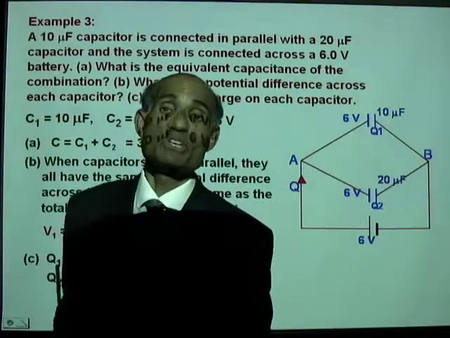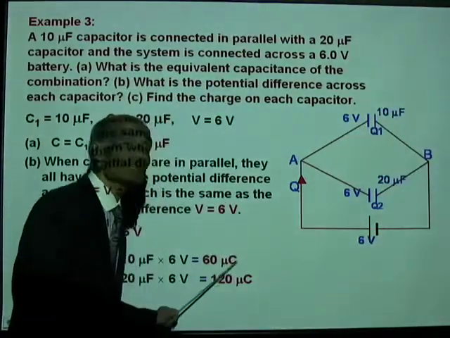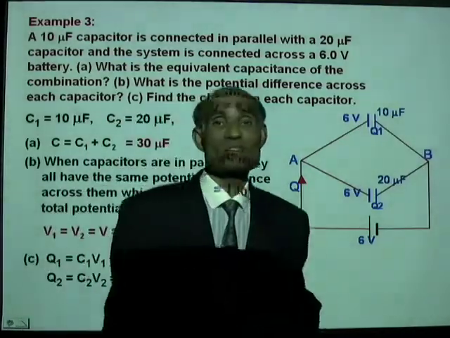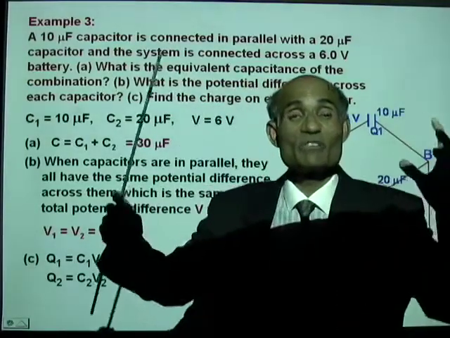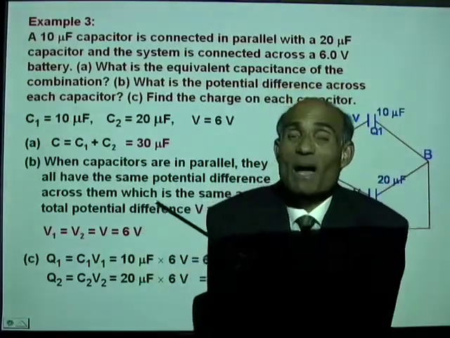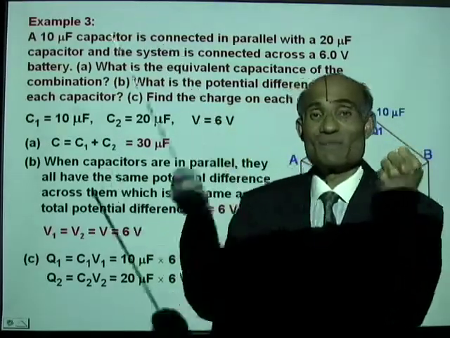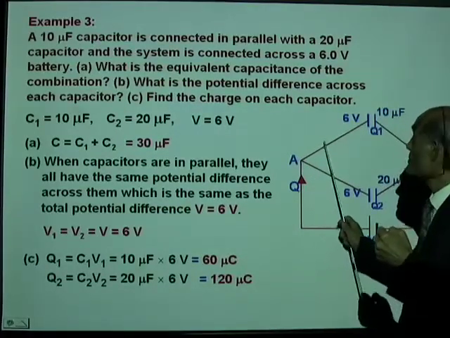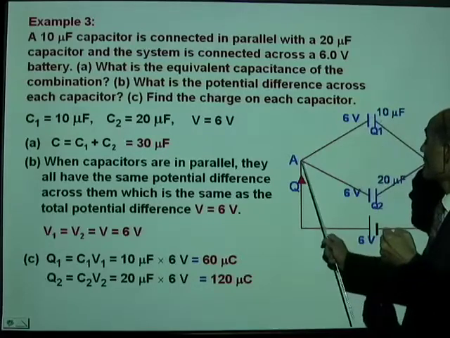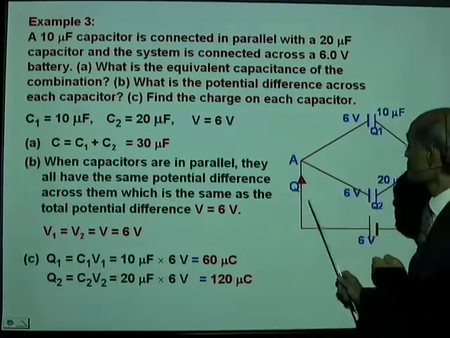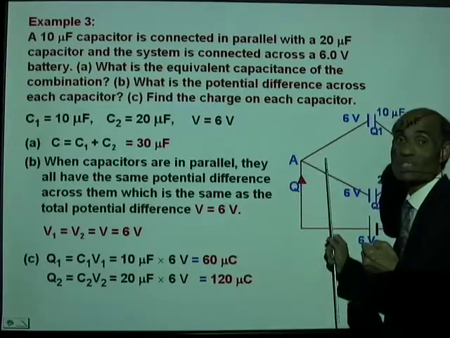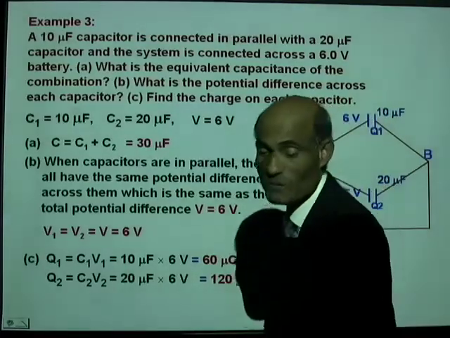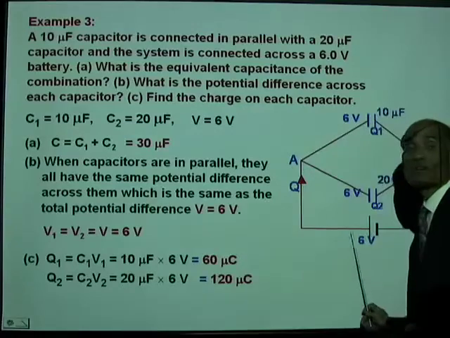Now tell me, if the charge on the first capacitor is 60 microcoulomb and the charge on the second capacitor is 120 microcoulomb, what is the total charge in the circuit? Or what is the charge supplied by the battery? Well, you can see the charge supplied by the battery, when it comes to A, it will divide into Q1 in C1 and Q2 in C2, so that the total charge Q is Q1 plus Q2. So the total charge is 180 microcoulomb that is delivered by the battery.